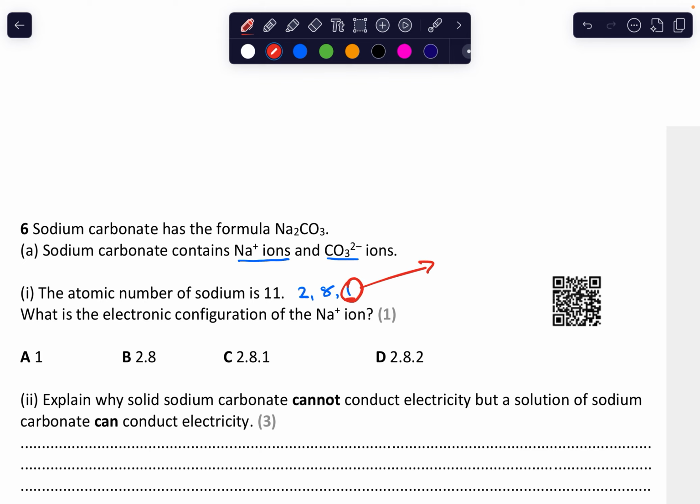So we're looking for an electron arrangement that's going to be 2, 8, and that is going to be option B.